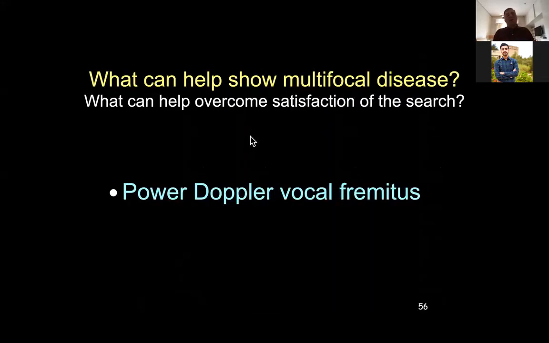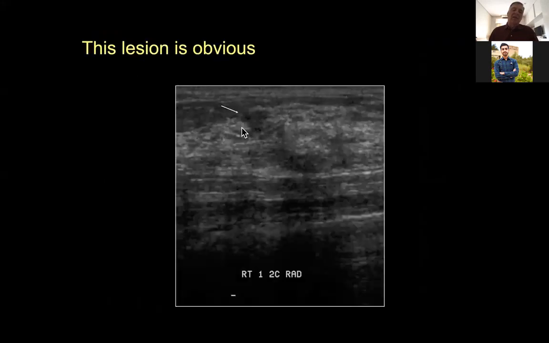Now, one thing that can help you when you're looking for multifocal disease is what's called satisfaction of search. We see the index lesion, which is shown by the white arrow, and our eyes get so focused on it, we can't see the secondary and tertiary lesions.